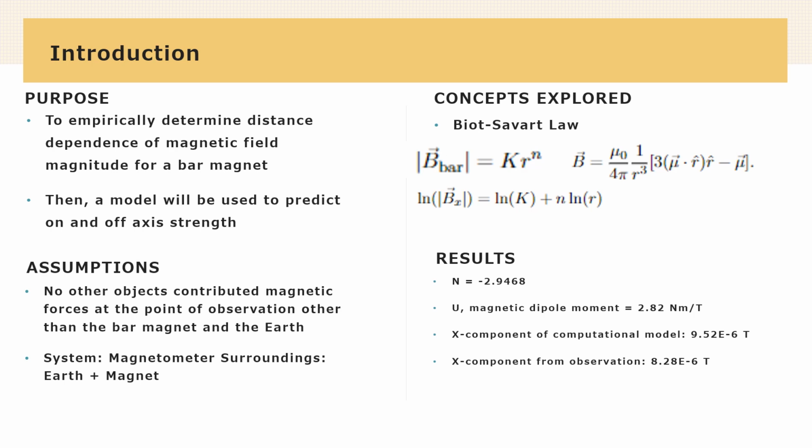raised to. The results are the n, which is again the power that it's raised to, is negative 2.9468. U, the magnetic dipole moment, was equal to 2.82 Newton meters per Tesla. The x component from the computational model was found to be 9.52 e to the negative 6 teslas, and the x component from observation was found to be 8.28 e negative 6 teslas. This is also pretty close.